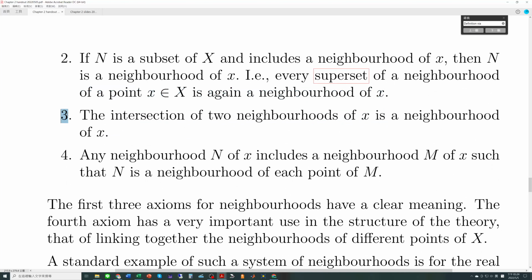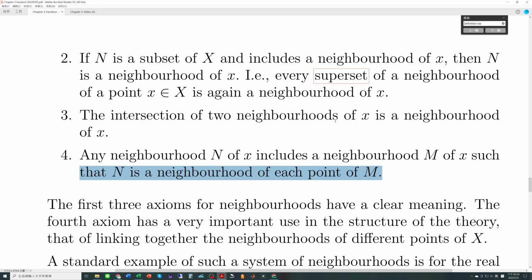The third axiom is: the intersection of two neighborhoods of x is a neighborhood of x. And the last axiom is: any neighborhood N of small x includes a neighborhood capital M of x such that capital N is a neighborhood of each point of capital M.